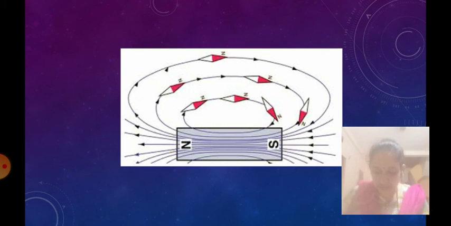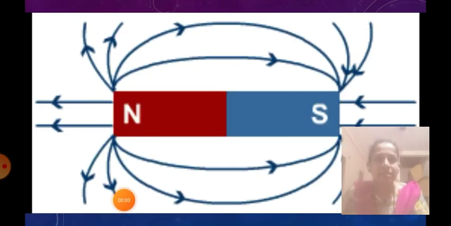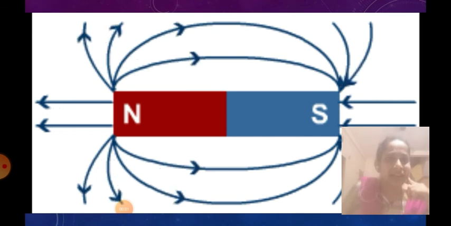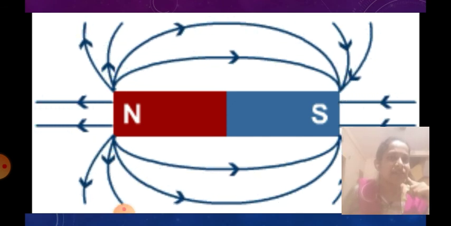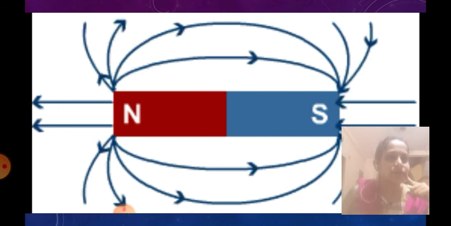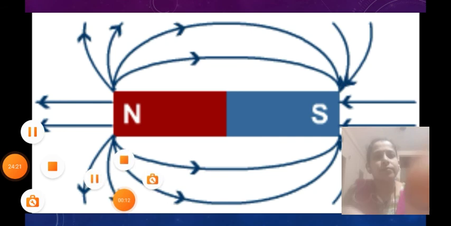Now let us proceed a little further, now that you have understood the direction. The direction is always from north to south outside the magnet, and inside the magnet it is south to north. Now let us see here, in this case, how the magnetic field lines are. You can see very nicely that the direction of the field is from north to south. Correct?